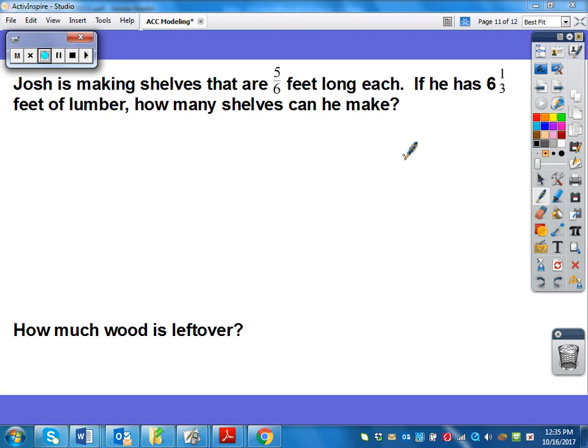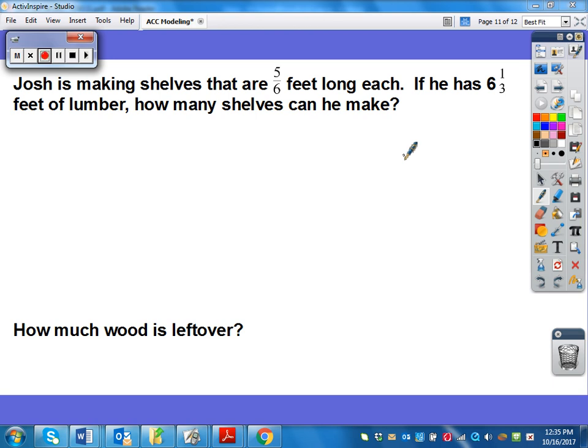This video is on modeling division of fractions. This is also the last example on your notes, so you can follow along as I do it on the board. Josh is making shelves that are 5/6 of a foot long each. If he has 6 1/3 feet of lumber, how many shelves can he make?